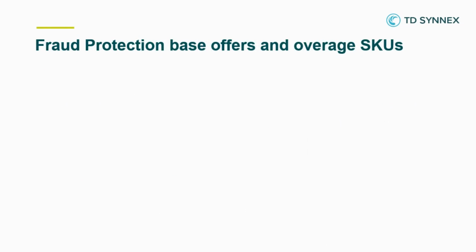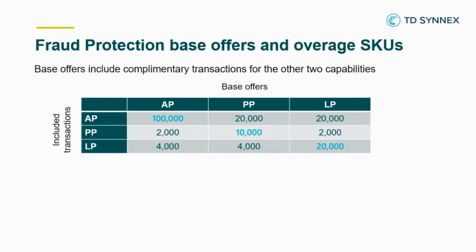We've seen that you would choose a primary capability, but actually each base offer includes transactions for the other two capabilities, as shown on the table here. If you purchase the account protection base offer, you get the 100,000 account protection transactions that we talked about, but you also get 2,000 purchase protection transactions and 4,000 loss prevention transactions. And the same is true when you purchase purchase protection and loss prevention. You get a base amount of all three fraud protection features.